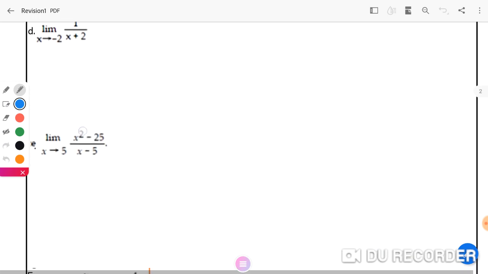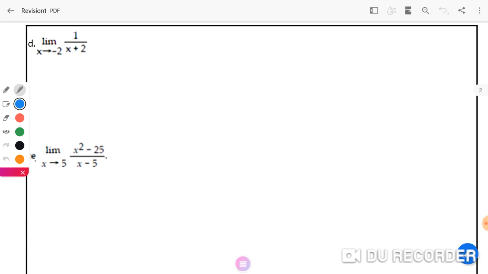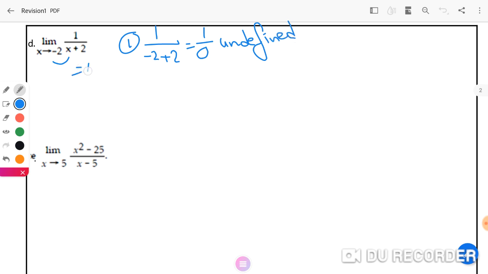Now page 2. Here, as you see, I told you many times, the first step I have to follow to find the limit of any rational function is substitute. Here it will be 1 over negative 2 plus 2, which is 1 over 0, an undefined value. So the limit does not exist.